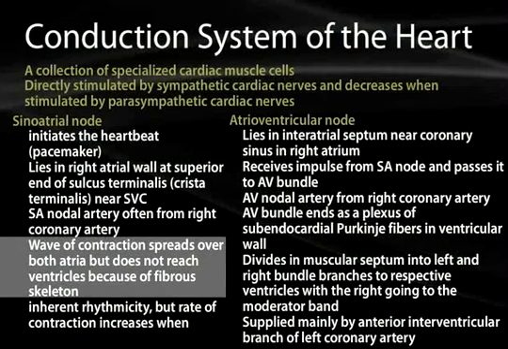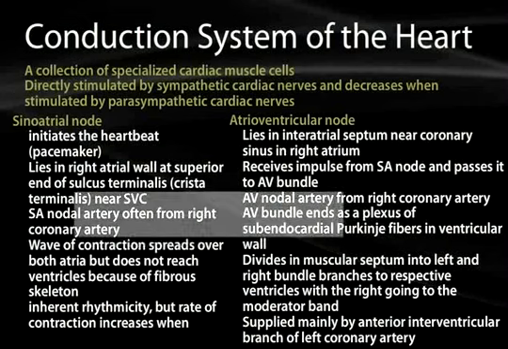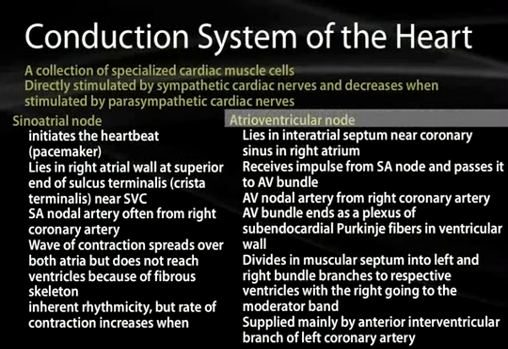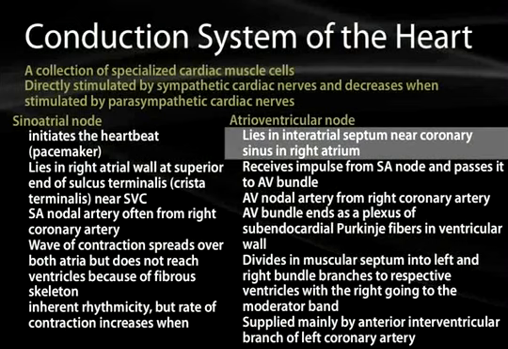And then a wave of contraction is going to spread over both atria, but it can't reach the ventricles because of the fibrous skeleton where all the vessels and heart valves are located, because this is electrically inert. And the only spot where that conduction impulse can be passed on to the ventricles is at the AV node. And that AV node is going to lie at the interatrial septum near the coronary sinus in the right atrium.